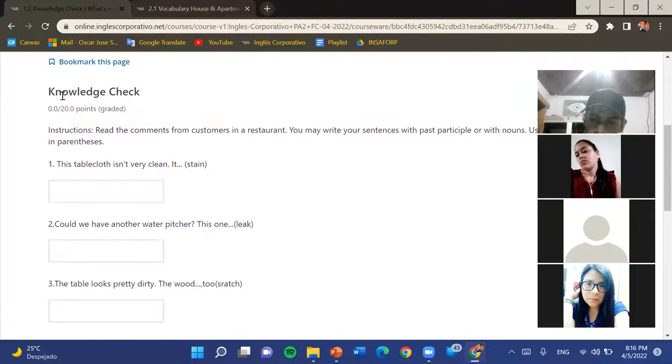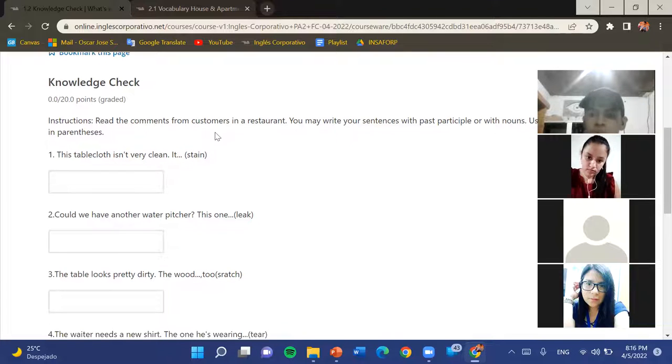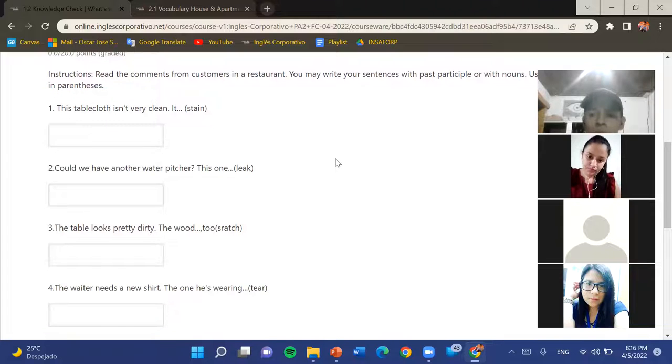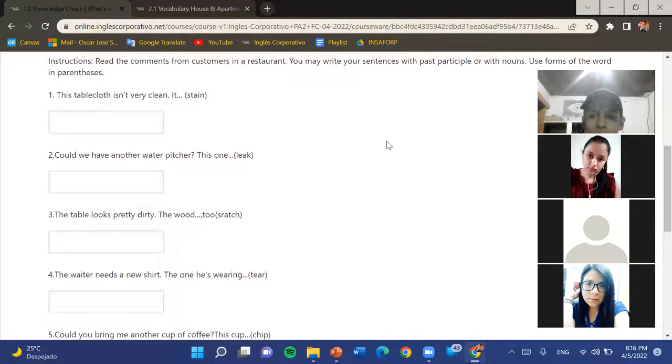So the first one, the first knowledge check, the instruction is very simple. Read the comments from customers in the restaurant. You may write your sentence with past participle or with nouns. Use forms of the word in parentheses.